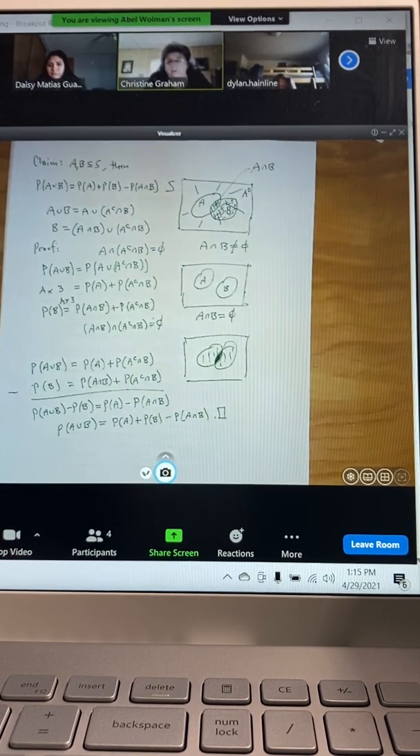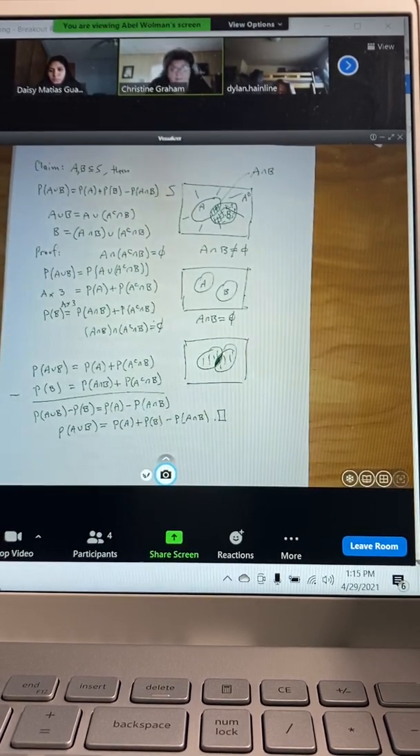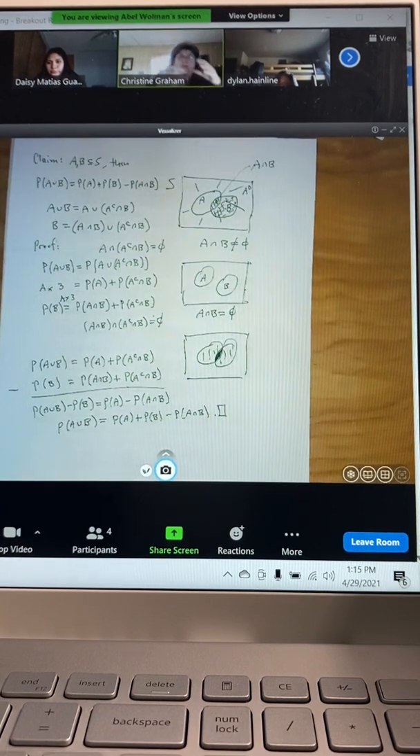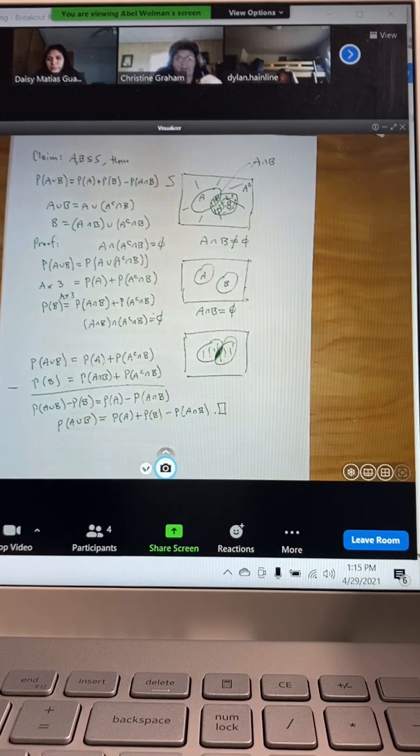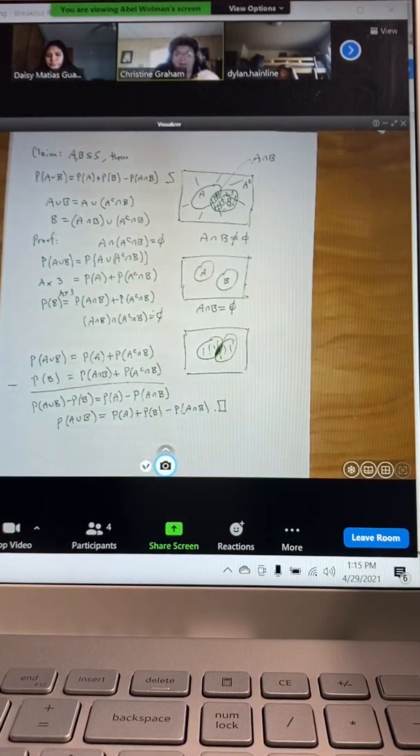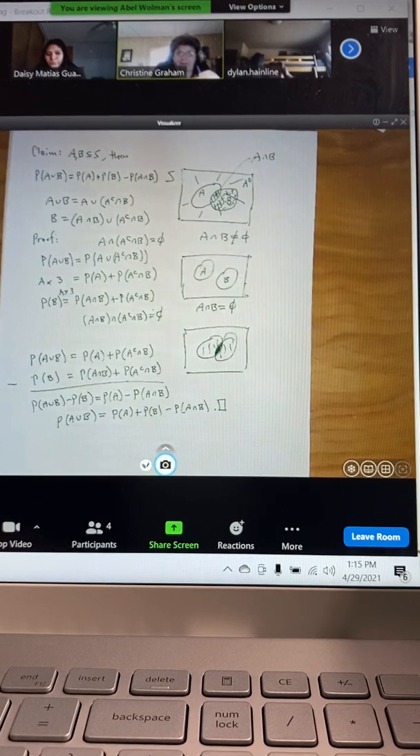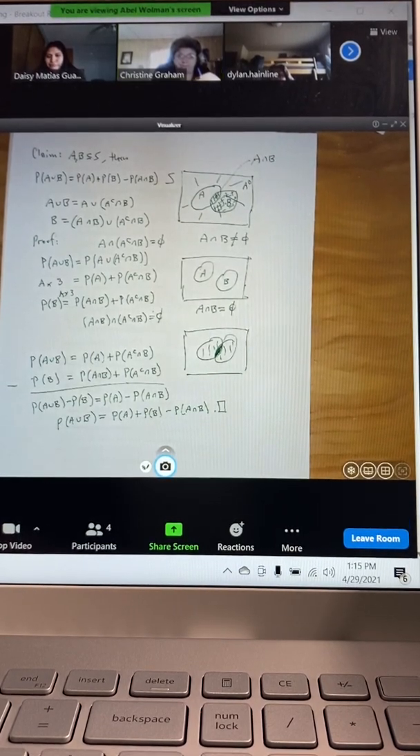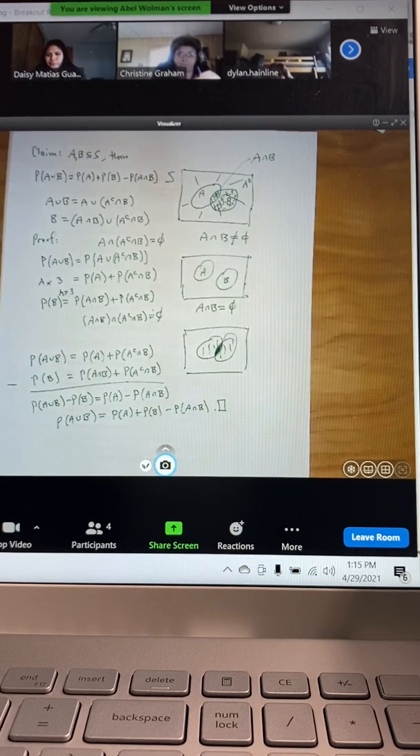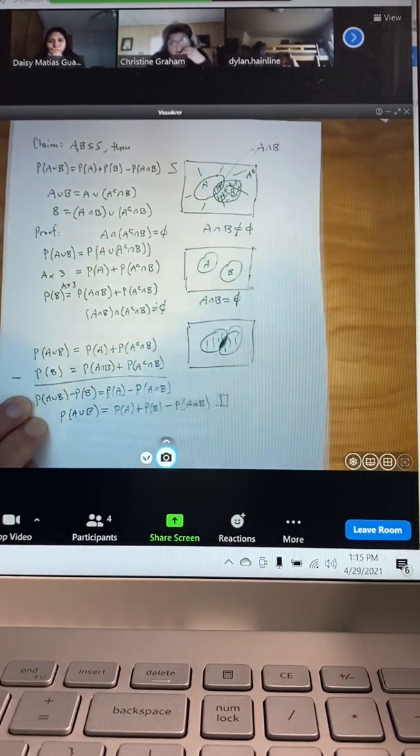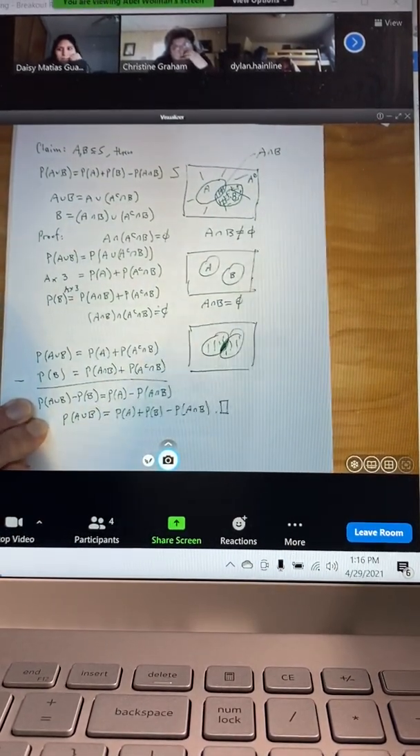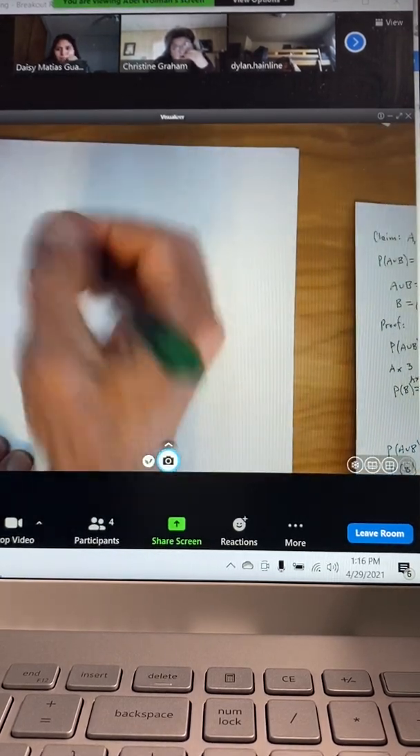Okay, so to draw that diagram, though, you do have to have A and B intersecting, right? Yeah. And then you have to have A and B complement intersecting. Yeah. So let's draw a picture. So again, yes, but that's going to just follow from. So here's.